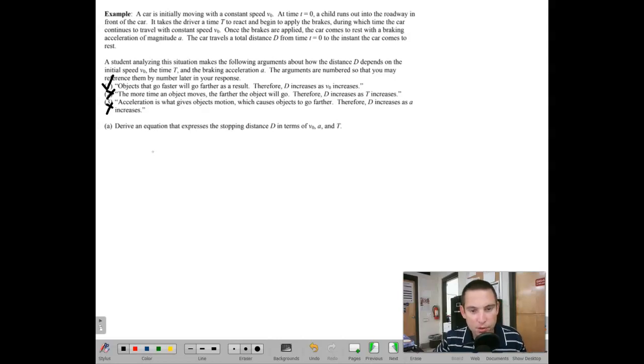Next, it says to derive an equation that expresses the stopping distance, capital D, in terms of v naught, a, and T. Good. We love to see the word derive. When we derive something, that just means we're picking an equation that we already know, and we're going to show the steps to make it make sense for the situation. You'll see as we go along. So we have an expression for stopping distance, big D. We're looking for distance. We have velocity, acceleration, and time.